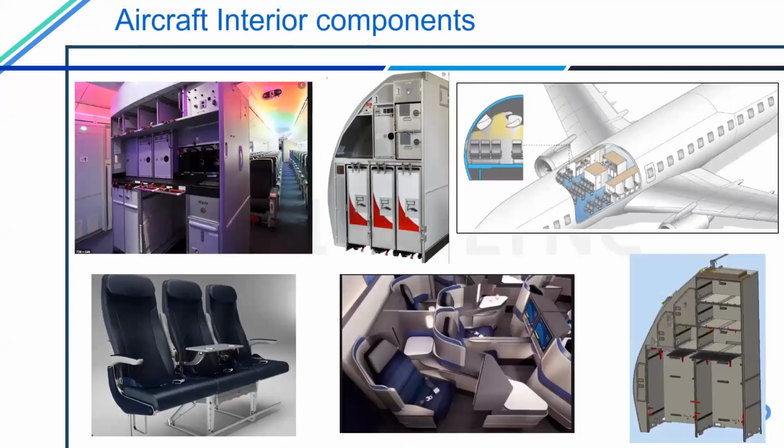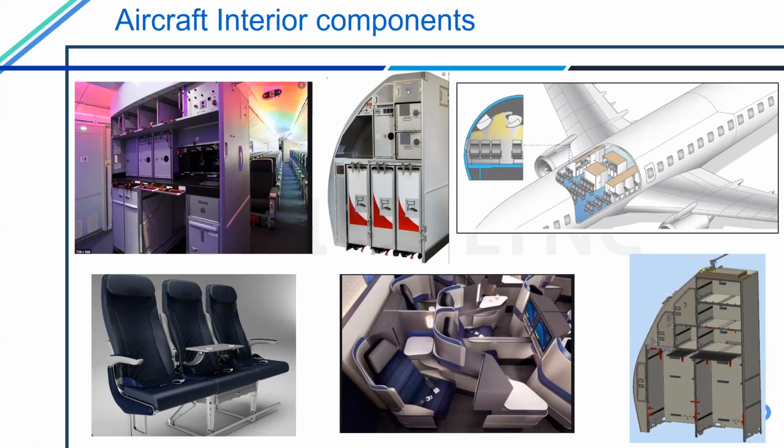Here I have shown some of the major interior components that an aircraft has. You can see a typical galley in the aircraft. The galley is a structure where the flight attendants do multiple things: heating up a beverage, preparing your coffee, storing food and miscellaneous items, and then serving food to the passengers. That's the main purpose of the galley.